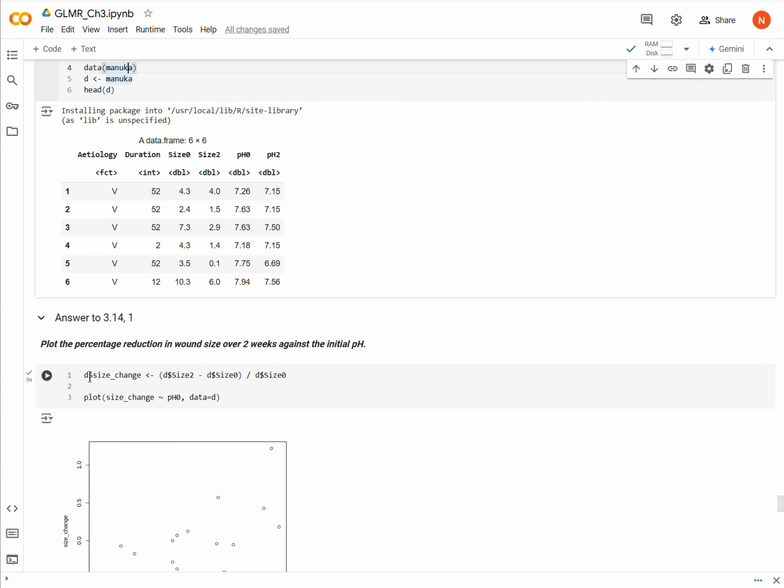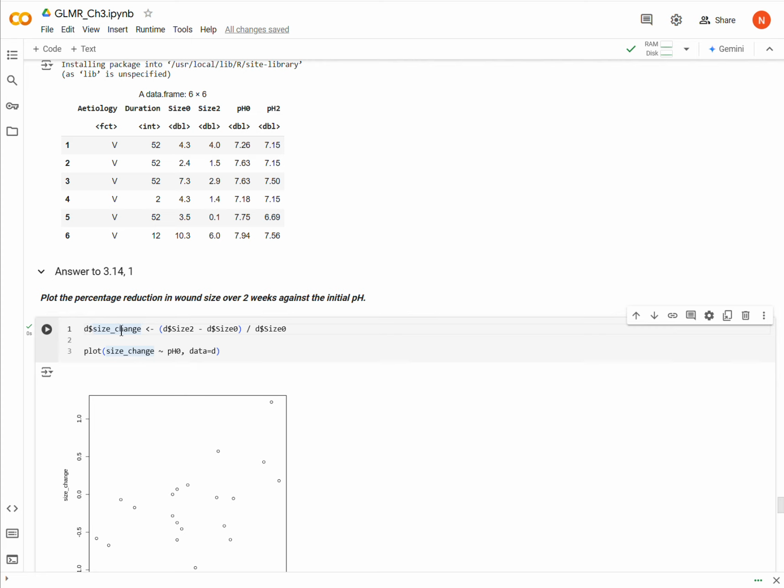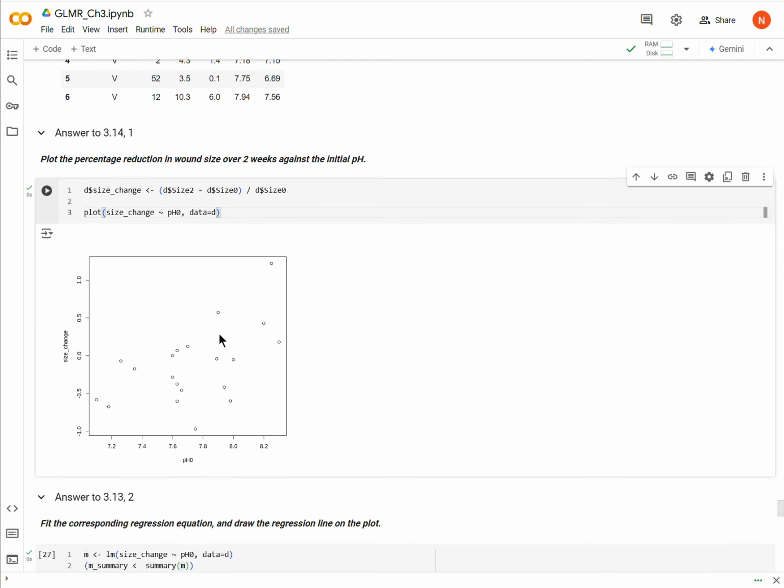First we have to create the percentage reduction in wound size. So I'm creating this variable and attaching it to our data set. I'm taking size 2, which is the size of the wound at 2 weeks, versus the initial size, so that's the difference, and then divided by the initial size. That will give us a percentage of change. And then I'm just plotting that. That's all we're asked to do here. So I plot it, and it looks like this.